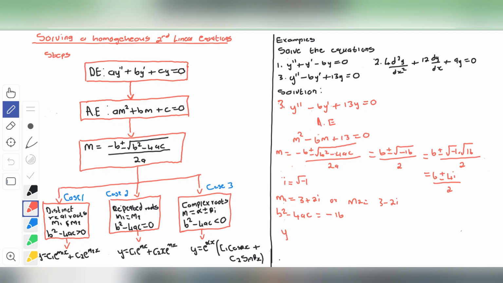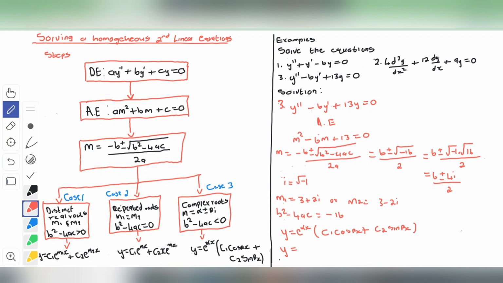So for case 3, y is equal to e to the alpha x multiplied by C1 cosine of beta x plus C2 sine of beta x, right? So now we are going to replace our values. So how do we replace our values?